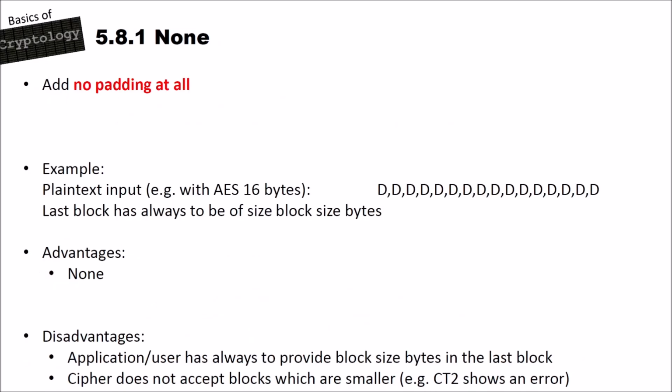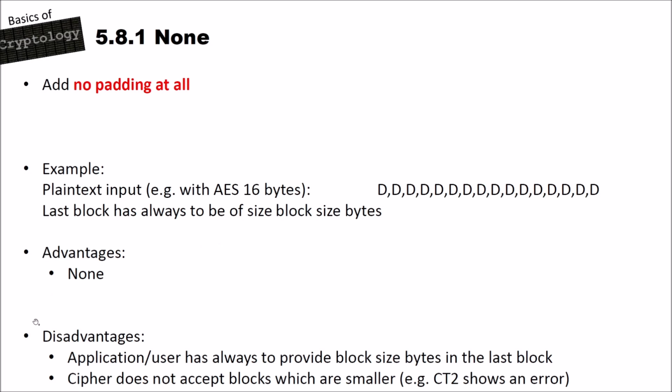Now let's have a look at our first padding mode, and our first padding is no padding at all. What does this mean? We have an example here. We have a plain text input, for instance, for the AES with 16 bytes. And here these Ds stand for data bytes, so we have 16 bytes of data. And the last block with this mode, if you call this a mode, always has to be of block size bytes. That's a problem because we have no advantages with this mode, but a few disadvantages.